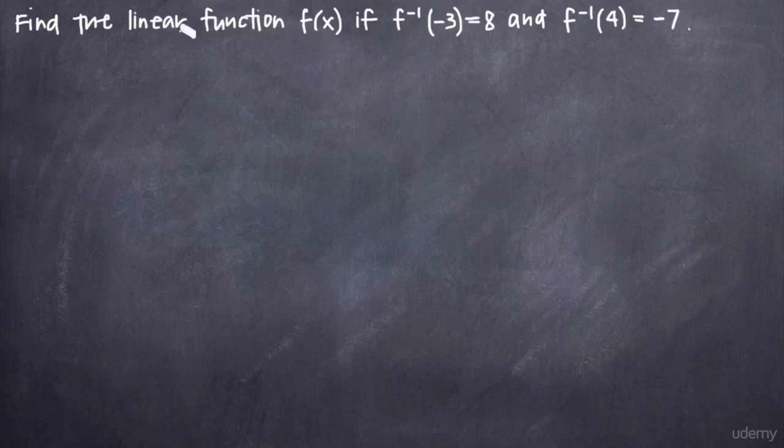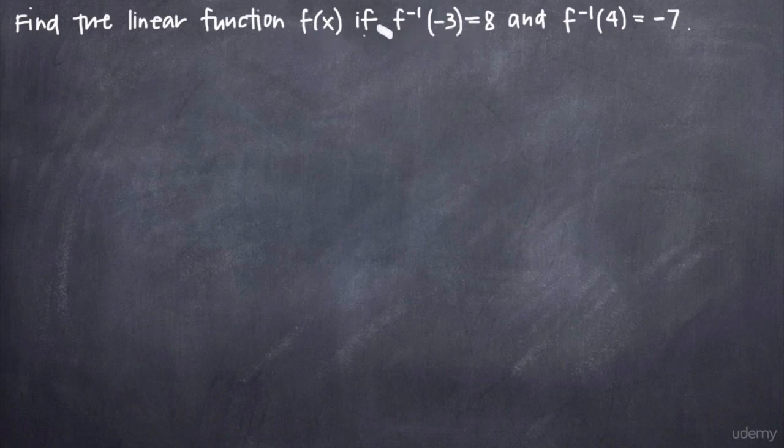Today we're going to be talking about how to find the linear function f of x, given that f to the negative 1, or the inverse function of f, at negative 3 is equal to 8, and that the inverse function of f at 4 is equal to negative 7. So essentially, we've been given 2 points that are on the line that is the inverse function of f of x, and asked to find the original function f of x, knowing that f of x is also a linear function, meaning that it's a line.